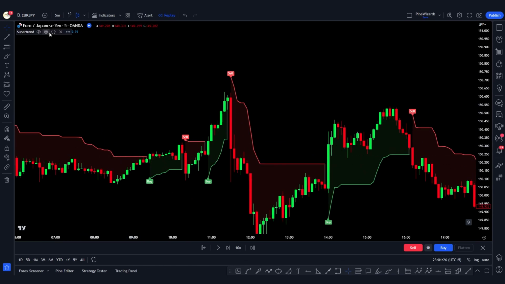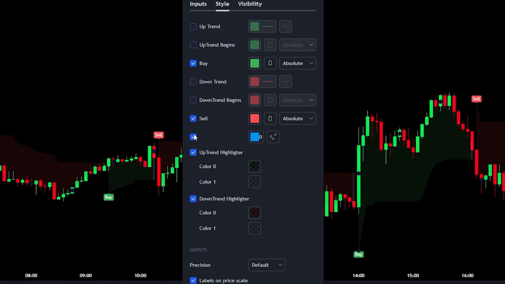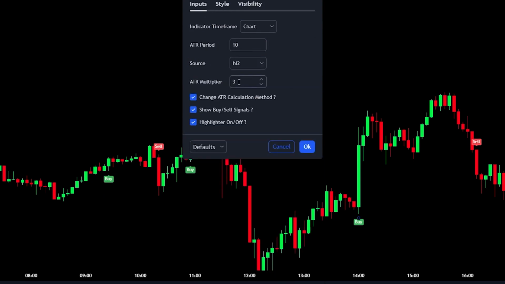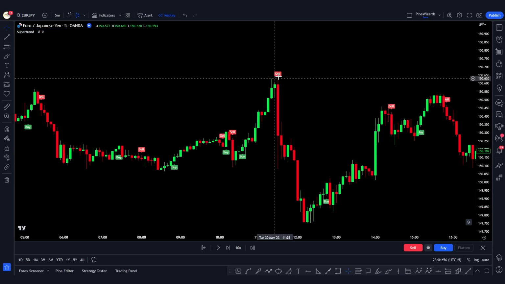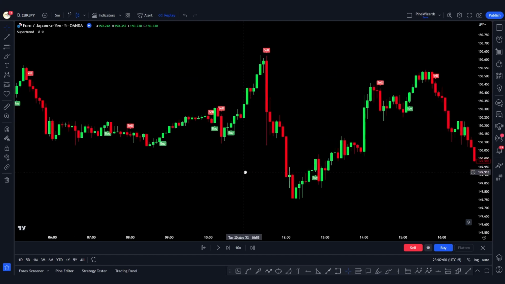But first, let me go towards the indicator settings, and here in this tile, I'm gonna uncheck everything and only keep the buy and sell signals, so that it will be easier for us to see the signal. Also, I'm gonna change the position of this buy signal from absolute to below bar, and also the sell from absolute to above bar. Now once this is done, let's go towards the inputs, and here I'm gonna change this ATR multiplier from 3 to 1. Now let's hit OK, and as you can see, the signals have moved closer to the pivot points. So now let's go ahead and add the other indicators that we're gonna need.